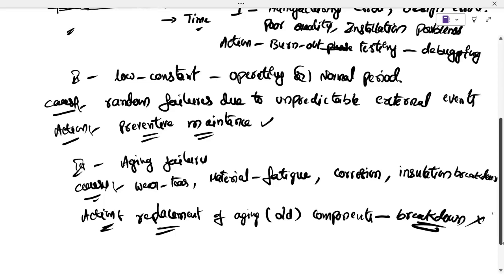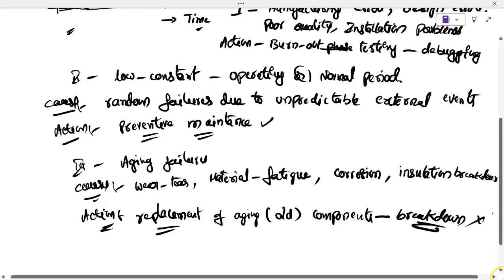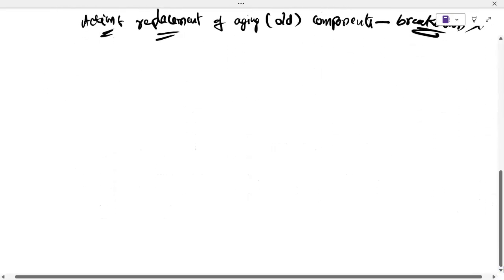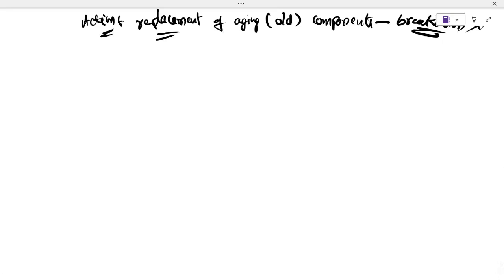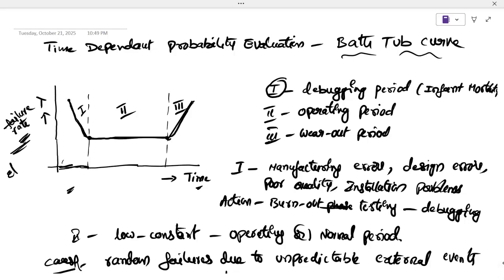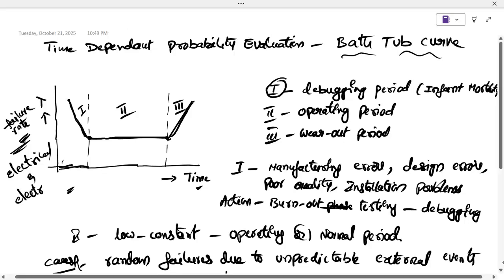Basically, this bathtub curve is used to describe failure rates with respect to time. The diagram I have shown is basically for electrical and electronics components.